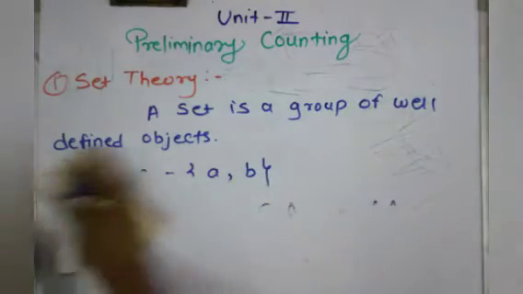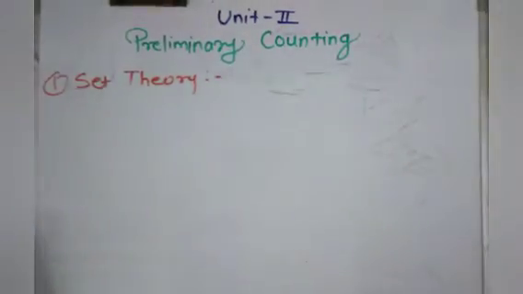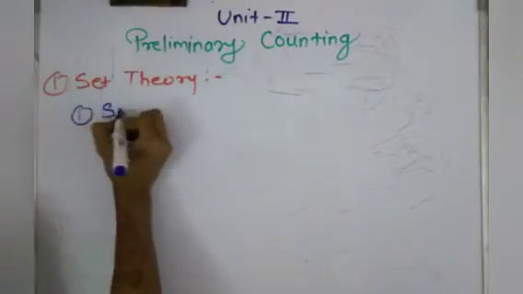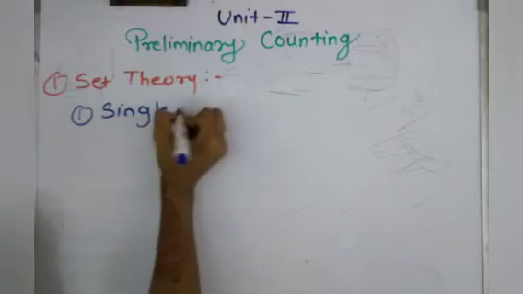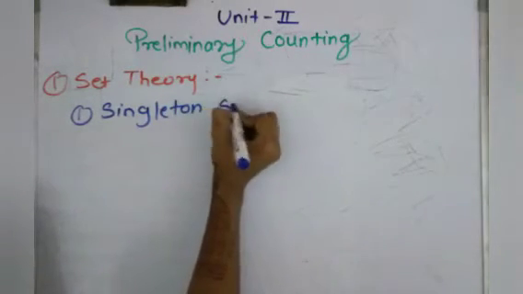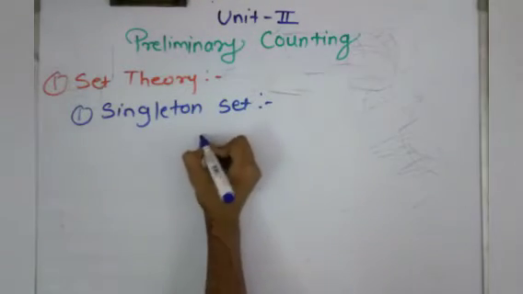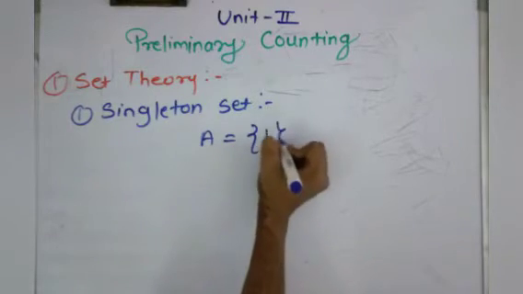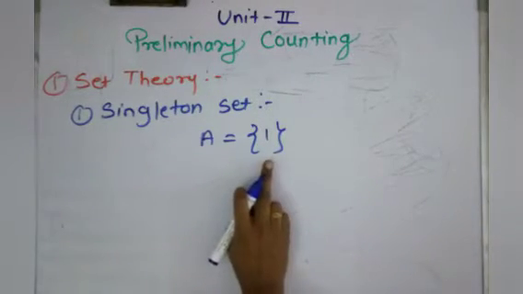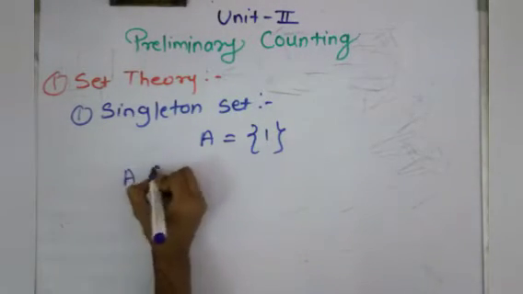Okay. Now, types of sets. First is the singleton set. A given set is a singleton set if it contains only one element, right? For example, A equals {1}. In this given set there is only one element, so that set is called a singleton set.